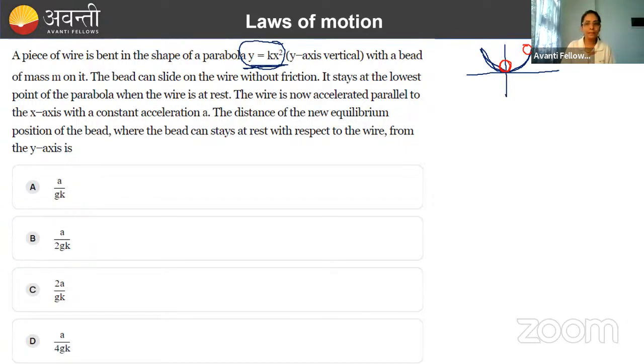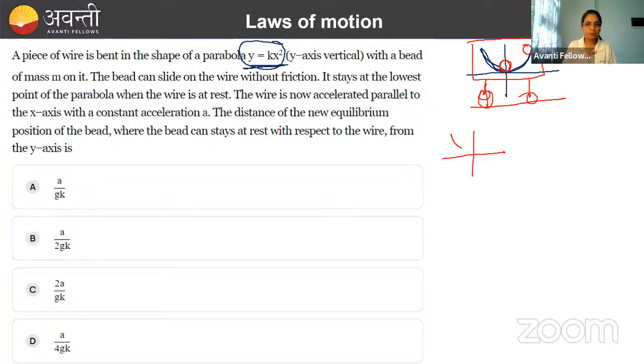Now what is happening? Now suppose we are keeping it inside a car, and this car is moving forward with acceleration A. That is said in the question. The wire is given a certain acceleration in the forward or backward direction, whatever direction you give. So I have given it in the forward direction. It will accelerate here. So what will happen?